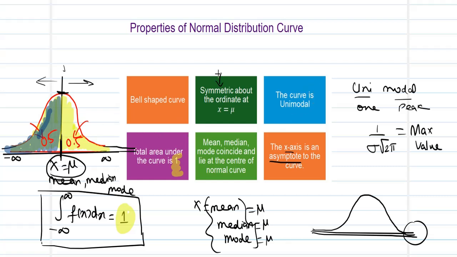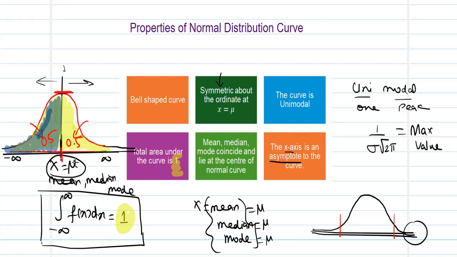The curve is unimodal. It reaches the highest value, the maximum value, at this point called the peak, and the curve meets the x-axis at infinity. So it is going to be moving closer and closer from here to here. Then the area becomes very small and it meets at infinity. The mean, median, mode, all of them lie at the center, and this point is given as x equal to mu.